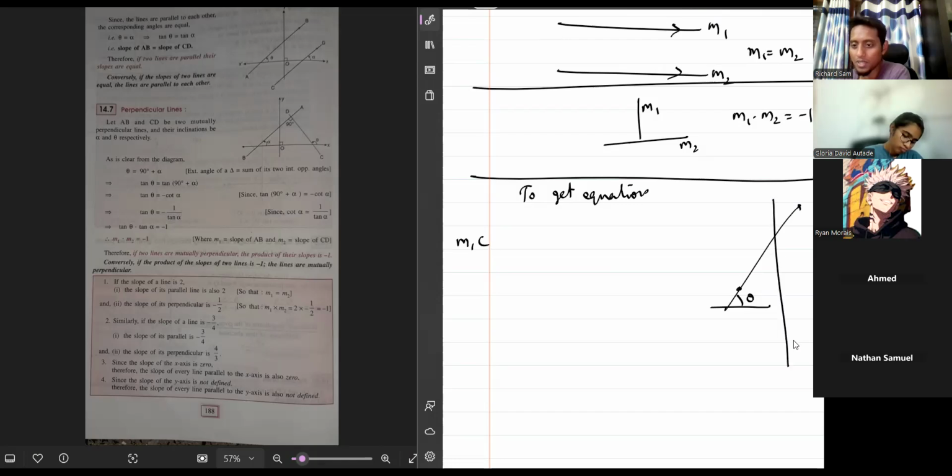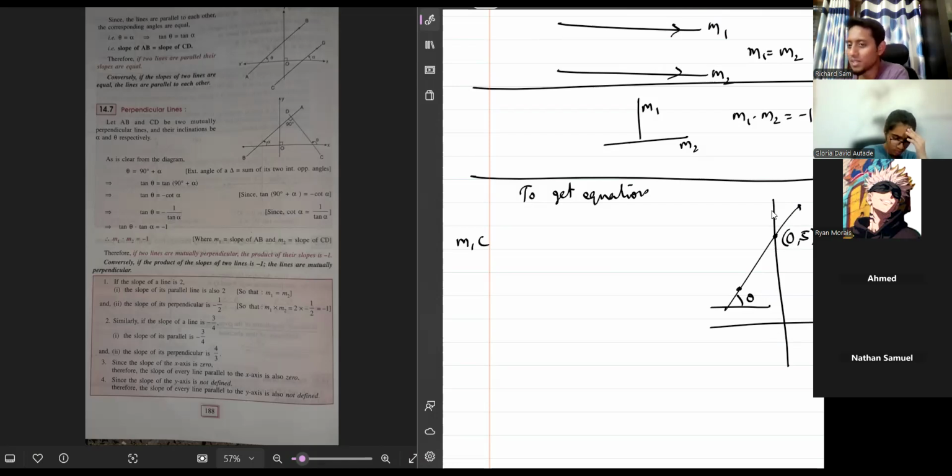Okay, y-intercept is the point where the line intersects the y-axis. Now you know that any point on the y-axis, its x-coordinate will be 0. So whatever the y-coordinate is, that is the y-intercept. So in this example, the y-intercept is how much? 5. Okay.